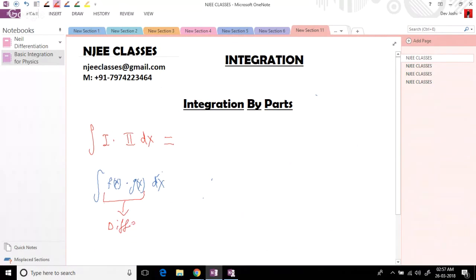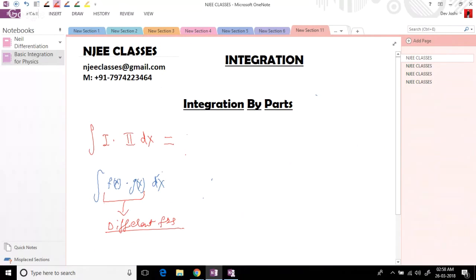Like one is trigonometric, so another one will be logarithmic. One is algebraic, so another one will be trigonometric or logarithmic. So they cannot be the same. Algebraic with algebraic, not possible. Logarithmic with logarithmic, not possible. Exponential with exponential, not possible. Exponential with logarithmic, possible. Same variety is not possible. Different variety can be accepted.